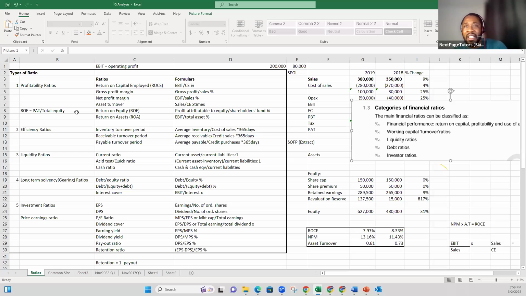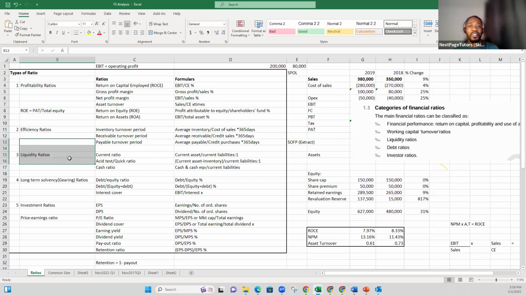So let's now look at the next one. I hope you guys are following. Let's look at liquidity ratio. What is it all about? What is liquidity ratio all about? So I will call Jane. You can go ahead. Okay, liquidity ratio is how companies measure their ability to pay up their current liabilities.